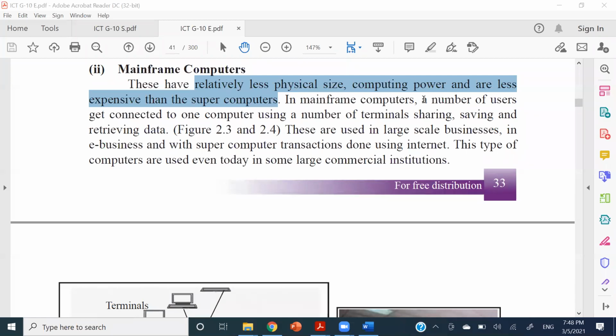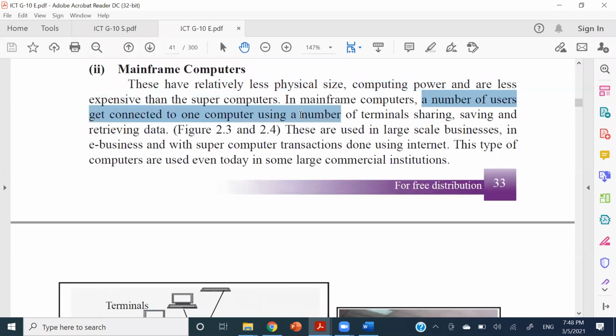Right, so the second point: a number of users get connected to one computer using a number of terminals, sharing, saving, and retrieving data.